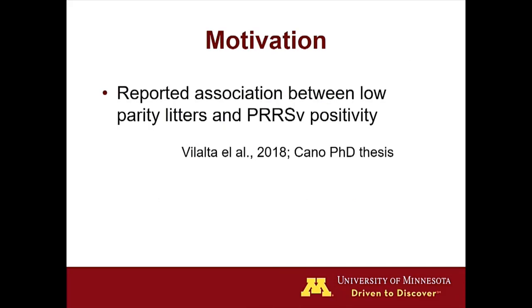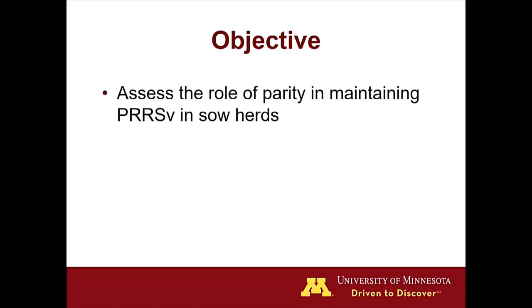The motivation for this study was mainly some associations that we saw in Carles' paper, and also going back to the PhD thesis of Jean-Paul, that reported an association between low parity litters and PRRS positivity. That's the question that we wanted to assess and see if that was happening in this study. As our main objective, we wanted to assess the role of parity, especially parity 1 litters, in maintaining PRRS virus in sow herds.